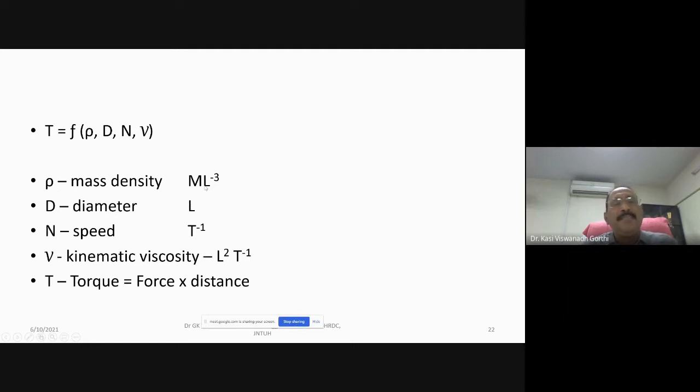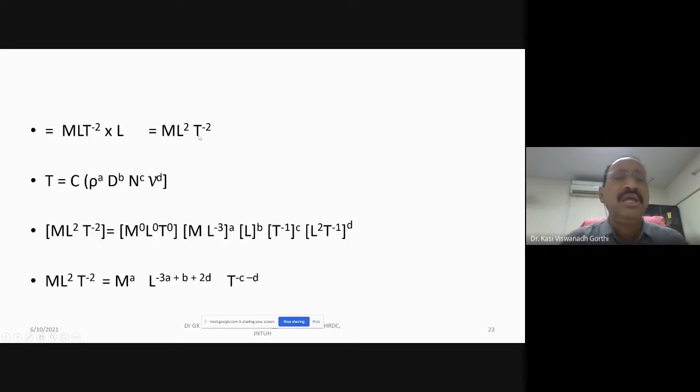Rho, the mass density, M L to the power minus 3; d, the diameter, L; and speed n, T to the power minus 1. Okay, and kinematic viscosity mu by rho, L squared T to the power minus 1, and torque T will be equal to force multiplied by distance, M L T to the power minus 2 into the distance L, M L squared T to the power minus 2. So T is equal to, you are now converting the functional relation into an exponential relation, C into rho to the power A, d to the power B, n to the power C, and mu to the power D. Now, write the dimensional formula for all these parameters.